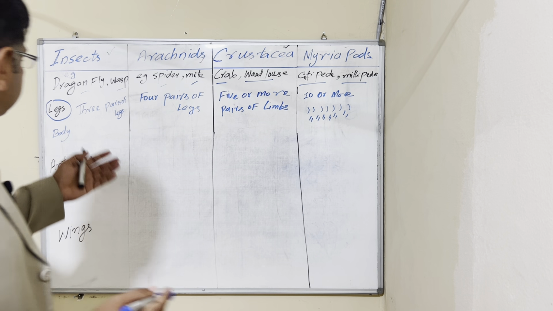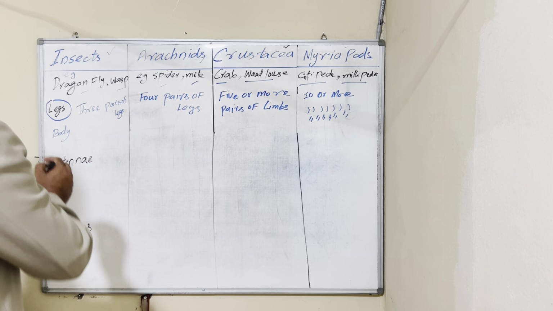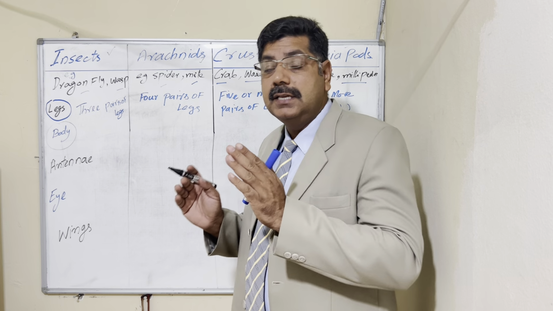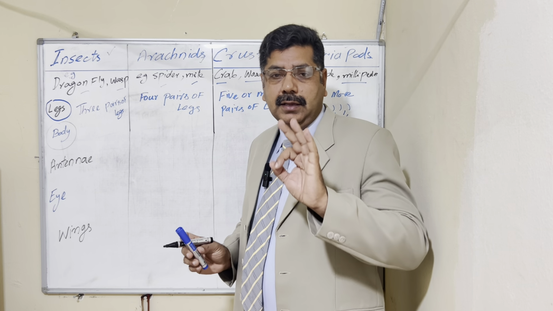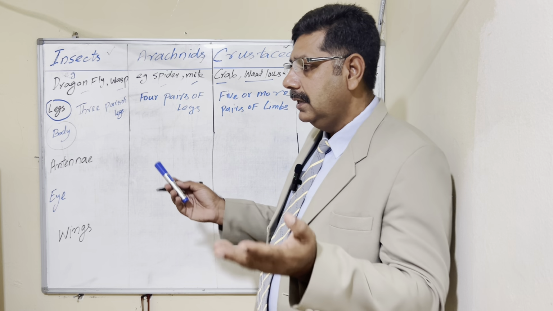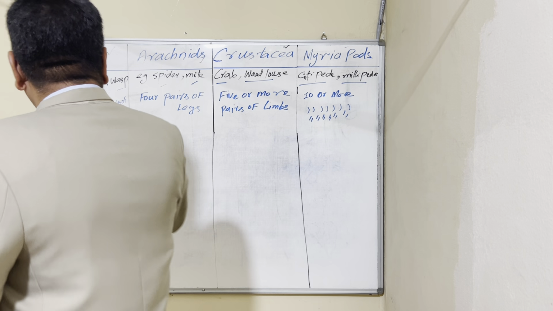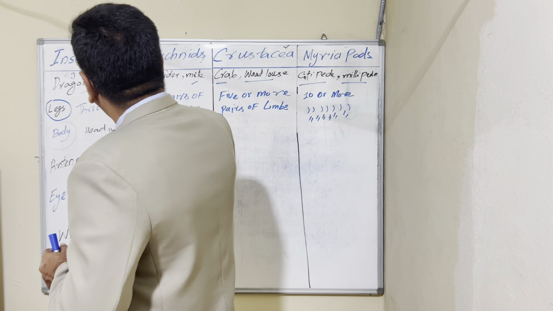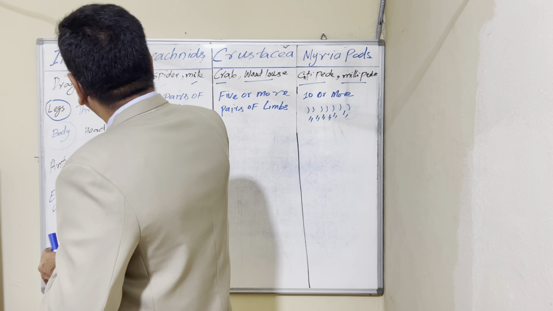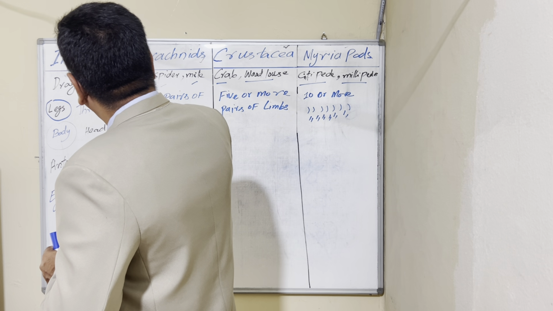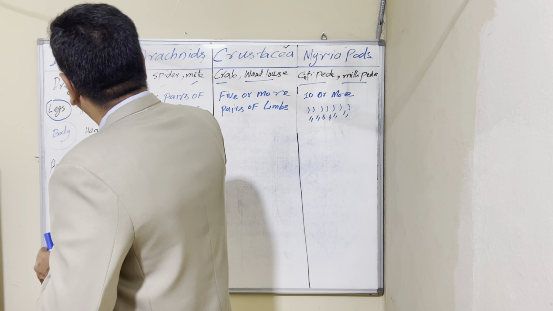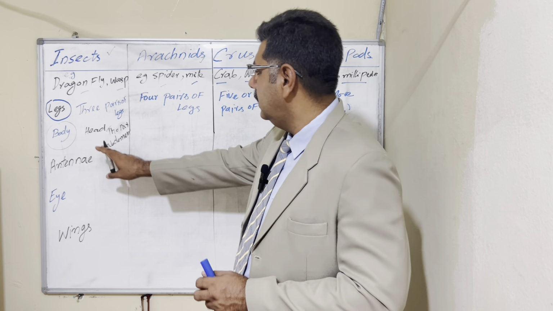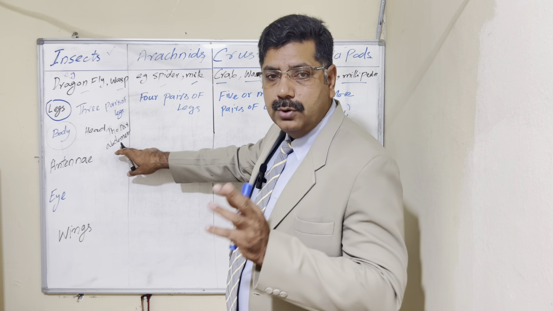So next to this are the insects. How is the body? The body is segmented. It is divided into how many parts? Three: head, thorax, and abdominal region. Head, thorax region, and abdomen. So the body is divided into three: head, thorax, and abdominal region.